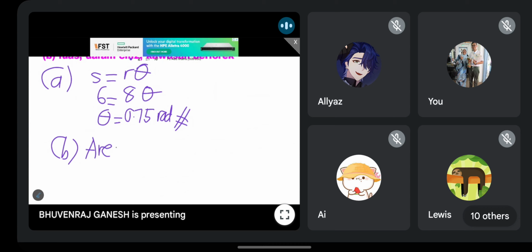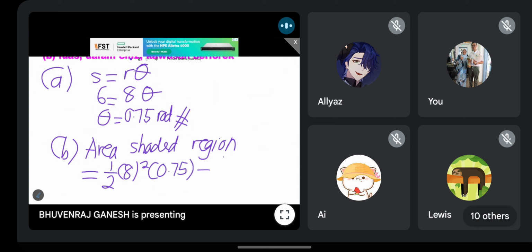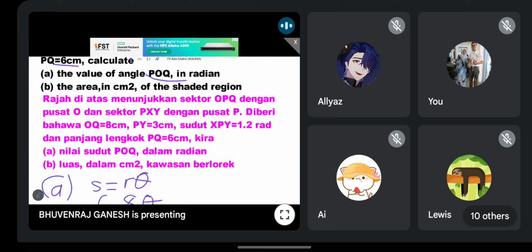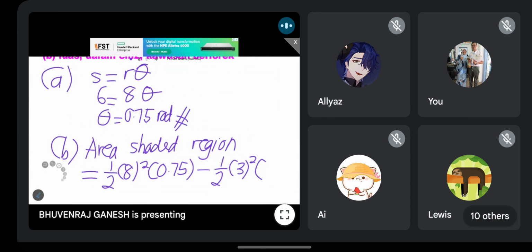So area shaded region equal to half. Okay, major sector radius 8, theta you already found 0.75, minus minor radius 3, angle is 1.2 radian. Okay, 1.2 radian. Okay, so if you press calculator, final answer should be 18.6 cm square.